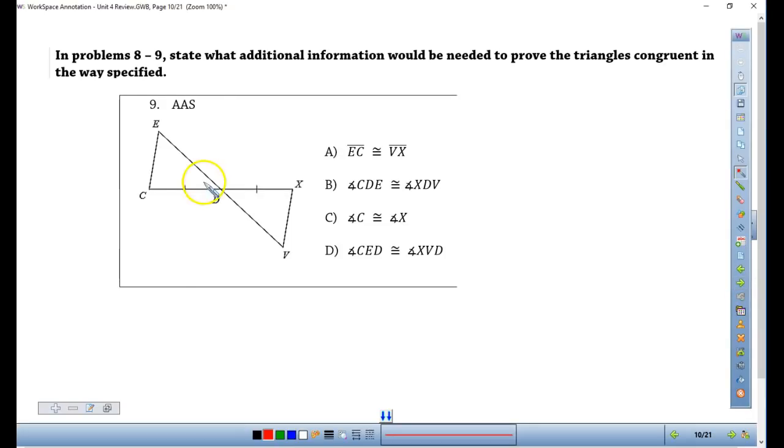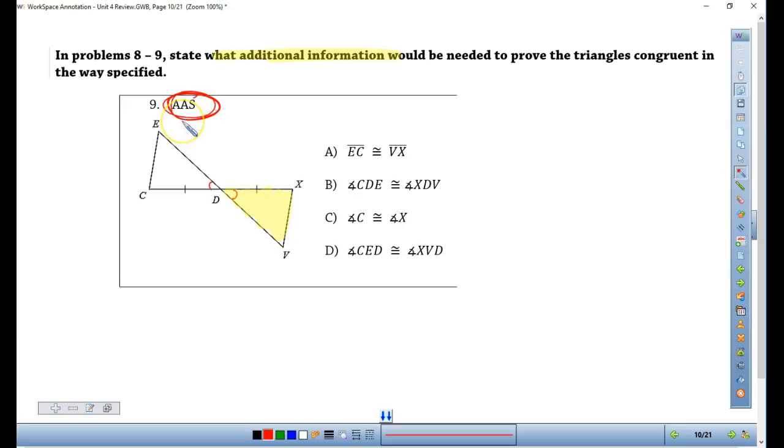Let's see. So same directions, but first we add the automatic vertical angles. They're telling me I have to do angle, angle, side. So something's missing. Well, if I look at one triangle, I've got an angle and a side so far. Same on either one. And I need two angles and a side, AAS. So I'm missing an angle.